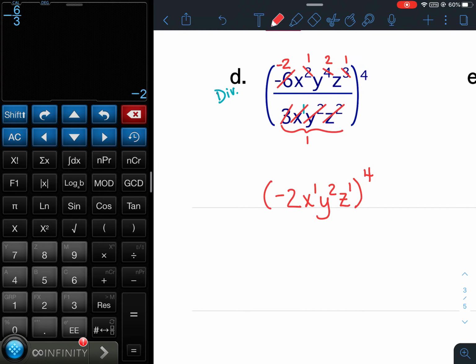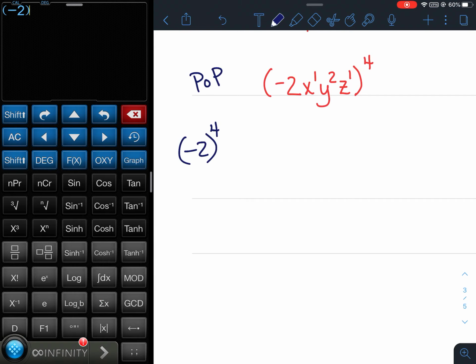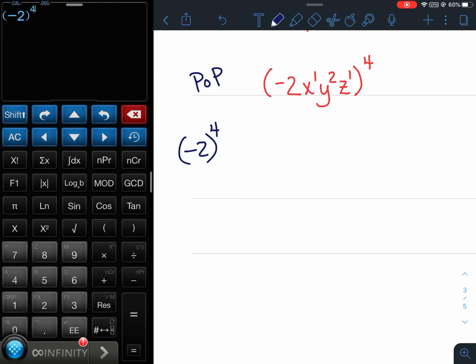Okay, did I simplify everything inside the parentheses? Yes. So now that everything's simplified inside, following my order of operations, I got to do what's outside the parentheses, which is that exponent. So this is like we did in lesson number 2, and this is a power of a product. So the first thing I want to do is take that -2, put it in parentheses and raise it to the 4th power. I get 16.